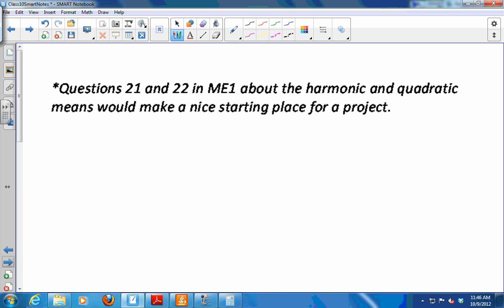So in your text, questions 21 and 22, in this section are about the harmonic and quadratic means. So two other means, other than the regular average and the geometric mean, there are two other ones. And if you read those questions, they might make a nice little starting place for a project if you want to investigate those means and how you calculate them and what they're used for.